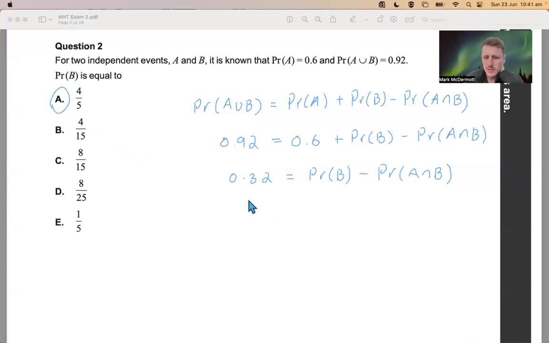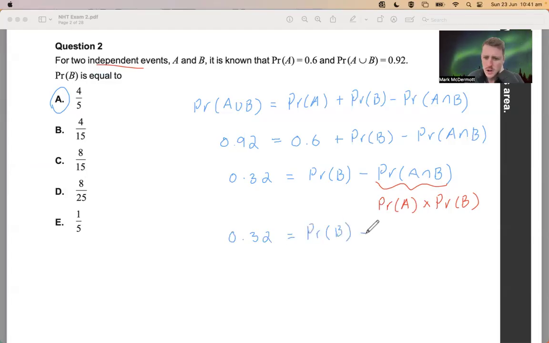Yeah, I just had to work out what I was doing. So yes, just recall as well, it says the events are independent. So the probability of A and B, if you recall for independent events, is equal to the probability of A multiplied by the probability of B. So what we're going to do is rewrite this as follows. So 0.32 equals the probability of B, which we don't know, minus the probability of A, which is 0.6, multiplied by the probability of B, which we don't know.